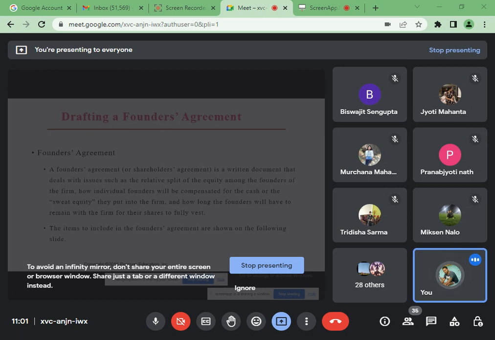So in drafting the founder's agreement, the main thing to see is that the founder's agreement is also known as the shareholder's agreement. The written document deals with the relative split of the equity among the founders of the firm, and how individual founders will be compensated for the cash, or the split equity, they put into the firm as an investment, and how long the founders will have to remain associated with that firm for their shares to fully vest. The items included in a founder's agreement are shown in the next slide.